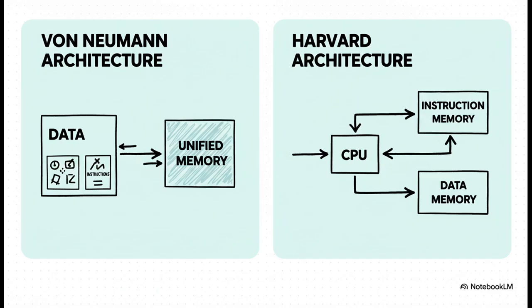Then you have the Harvard architecture. This one is all about speed. It gives instructions and data their own separate memories, like a library with 2 doors. This is a game changer because it means the CPU can be grabbing the next instruction at the same time it's working with data. It's way faster.